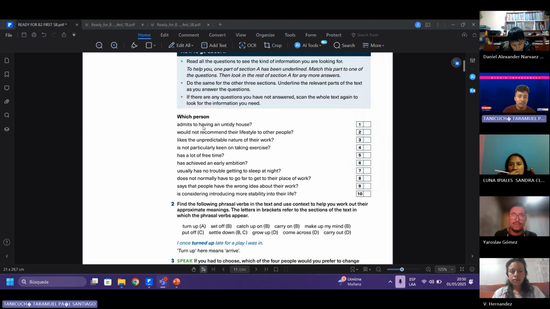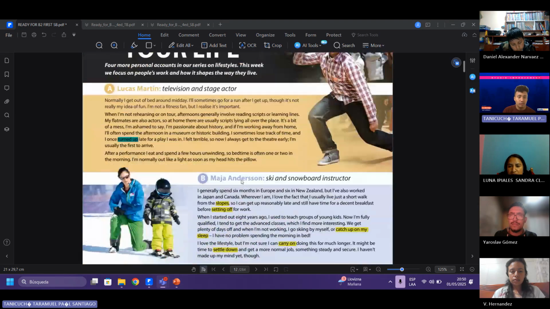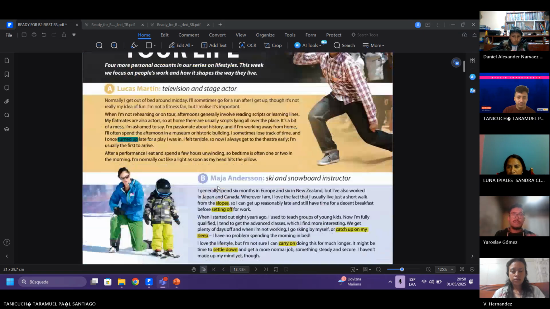For example, admits to having an untidy house. In what paragraph is mentioned this part? Okay, you have to write only the letter in this part, okay? Perfect. If you have any question, let me know.